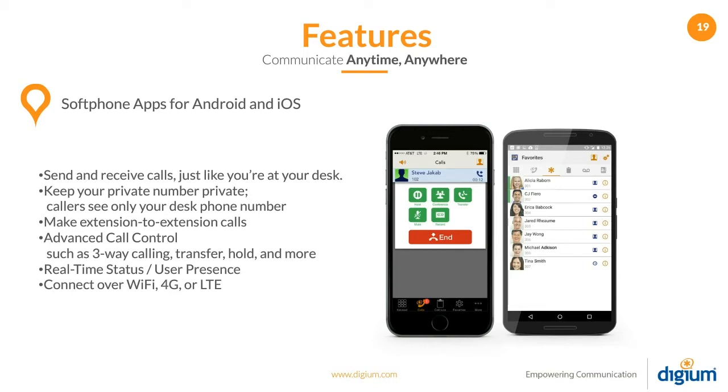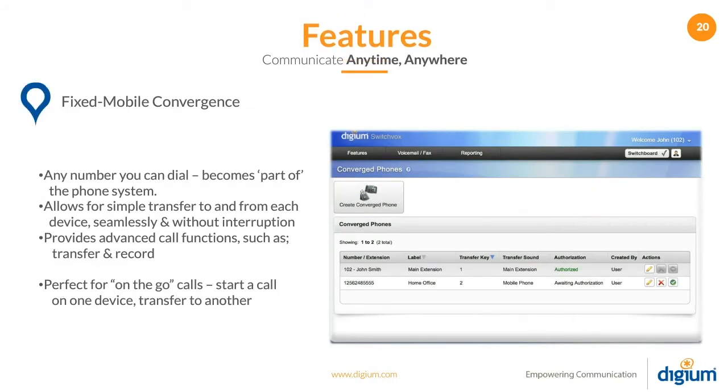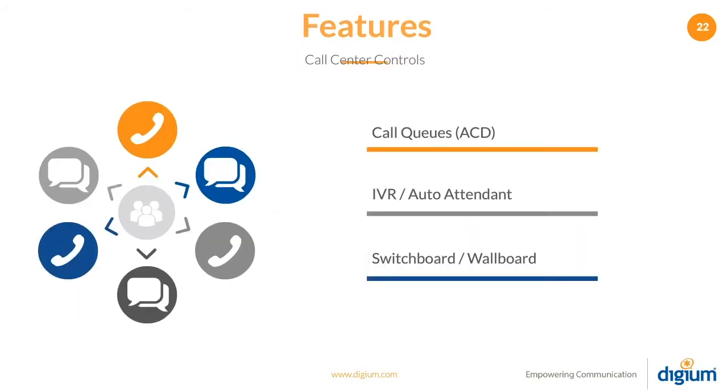And of course, you do have access to your advanced call control. Again, it kind of mimics your desk phone, so you have access to three-way calling, transfers, holds, your contacts lists, as well as statuses and presence information as well. So we'll talk about fixed mobile convergence in the demo and call rules in the demo. We also have call center controls as well. So if you're looking for call queues or IVRs or switchboard wallboards, we can show you those as well. And basically, let's show you a quick version of each of these.